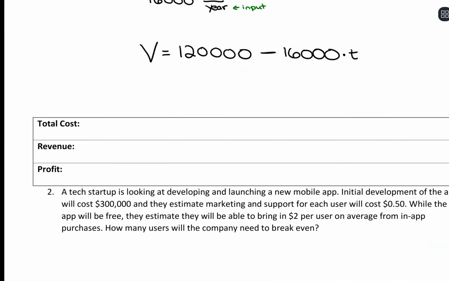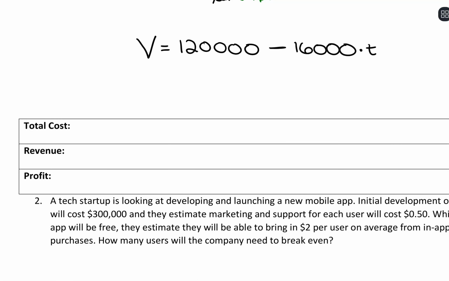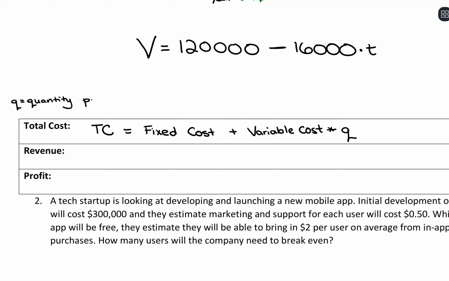So what I'm going to write here is that total cost, TC, is equal to taking some fixed cost plus some variable cost that's going to multiply with our input variable, which is going to represent the quantity of the item that we're working with. So we're going to use Q. We're going to see two variables come up here. Q is for quantity and P is for price when we get there.